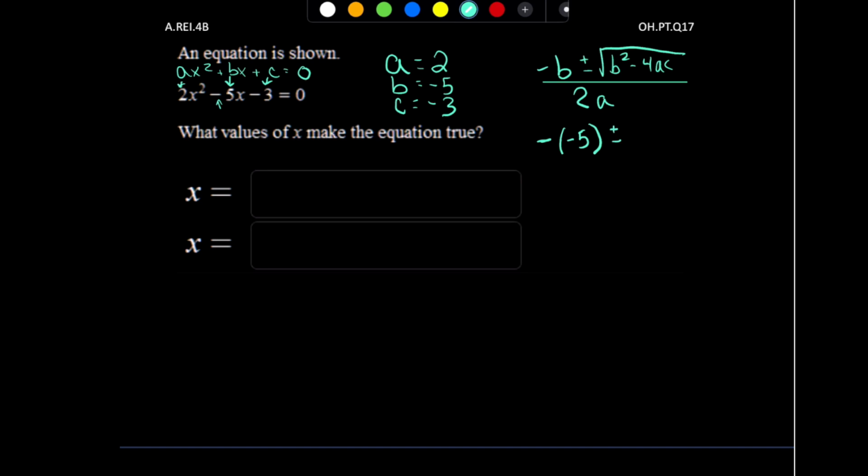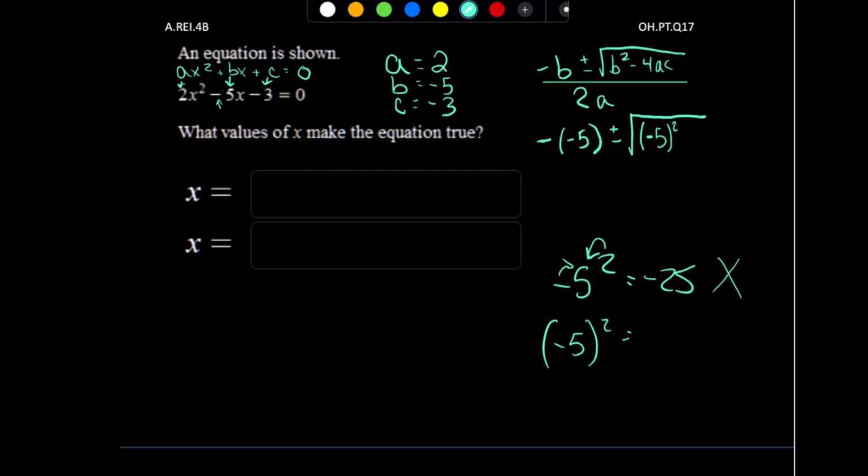So -b, our b is -5, plus or minus the square root of b squared. So -5 squared. And that's the other reason you have to use parentheses. Remember, if you don't use parentheses here, when you go to put this in your calculator and you put in just -5 squared like this, it's going to square this first and then apply the negative, and it will give you the answer of -25, which it's not. You have to put it in parentheses so it properly accounts for the negative, which will give you +25. Okay?